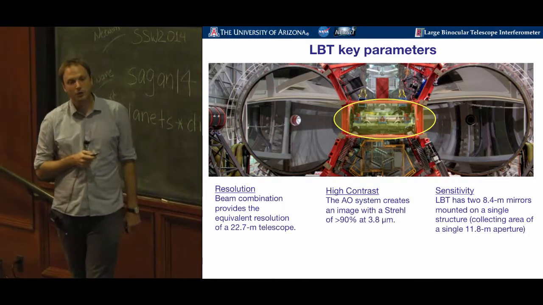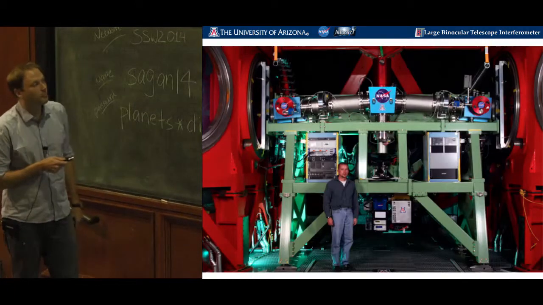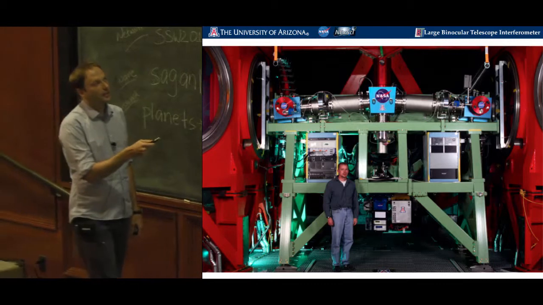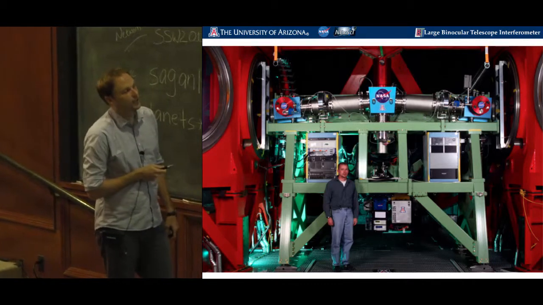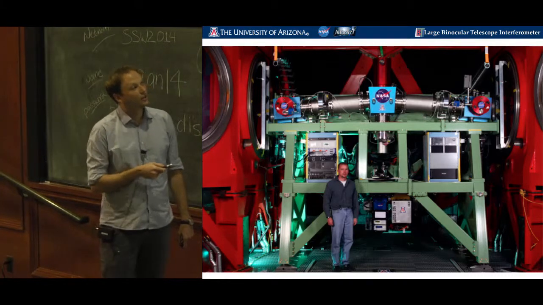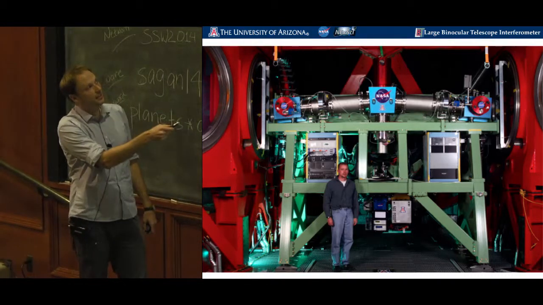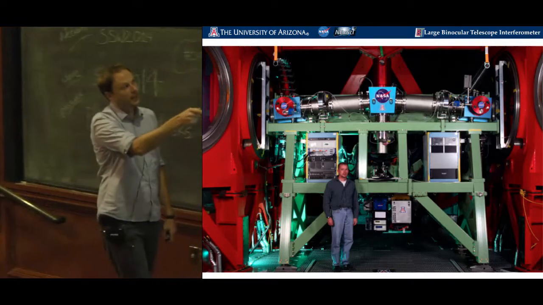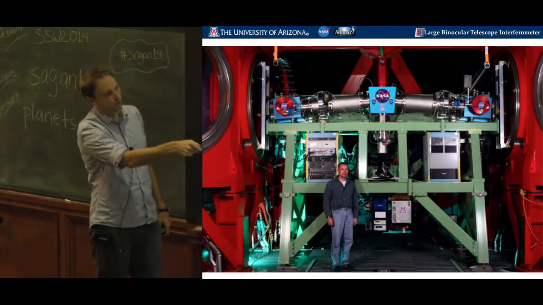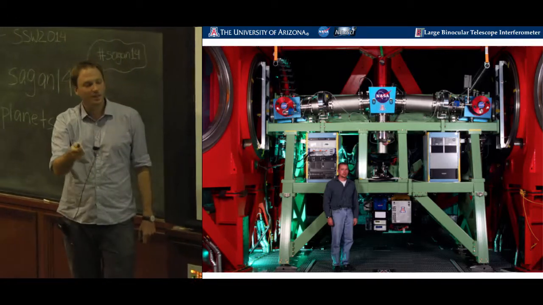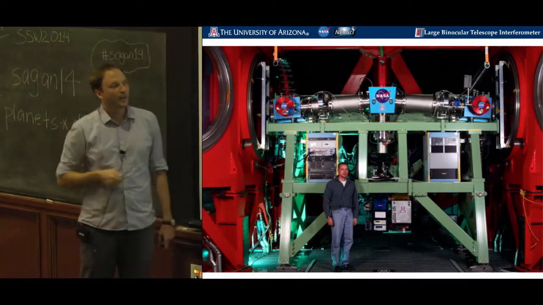This is a front view of the LBTI. This is Phil Hinz, the PI of the project. This is the NASA sticker, meaning that it's funded by NASA. I will explain why later. So the light is coming from either side here, going to this beam combiner, which is cryogenic. And then it goes down here to this blue box, which is called NIC, and it contains different cameras for planet imaging and nulling interferometry.